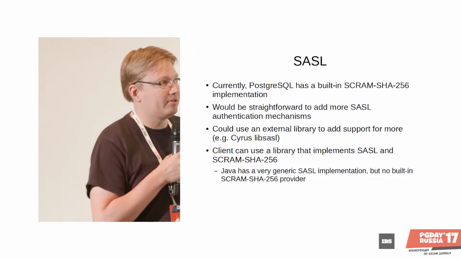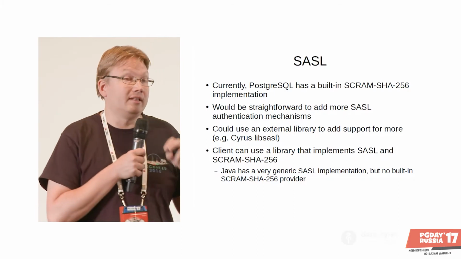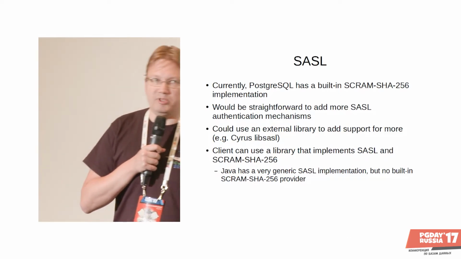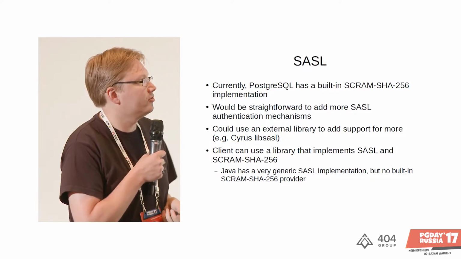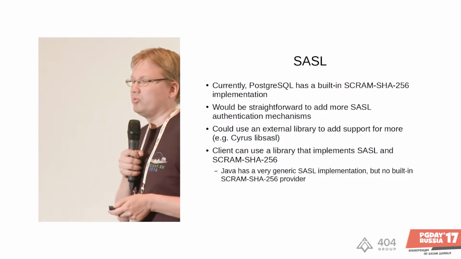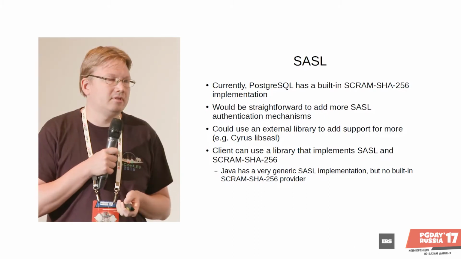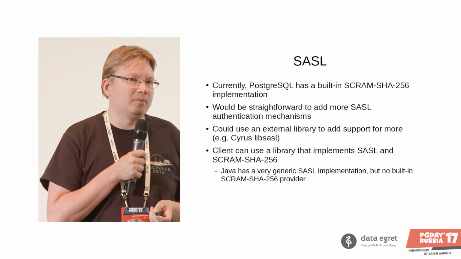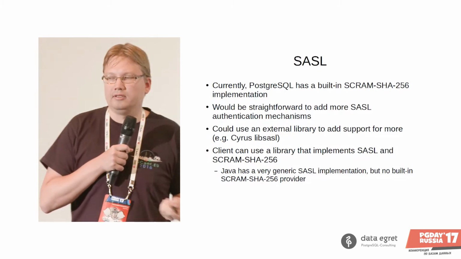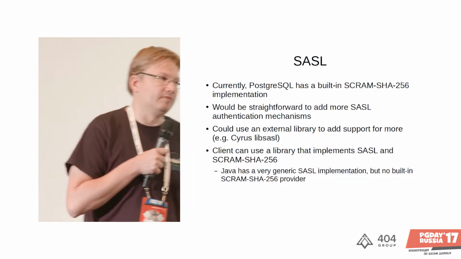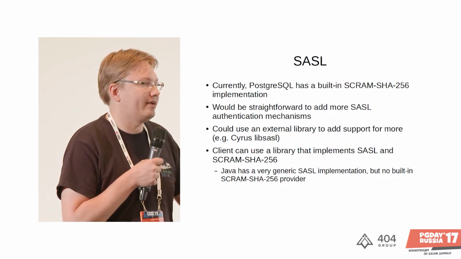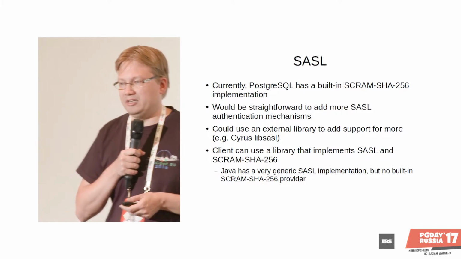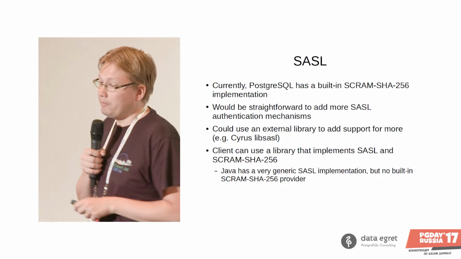Another nice thing about SASL is that there are external libraries that implement SASL mechanisms, like libsasl from the Cyrus email server project. I'm not sure if they support SCRAM, but they certainly support other SASL mechanisms. So in the future, we could possibly link one of these libraries into Postgres, and you could immediately use any of these other SASL mechanisms without having to add extra code to Postgres itself. I don't really foresee us doing that. I don't see much need to do that, but it's a possibility.